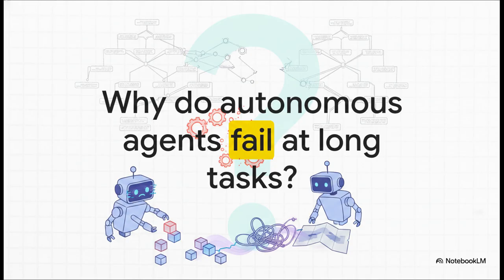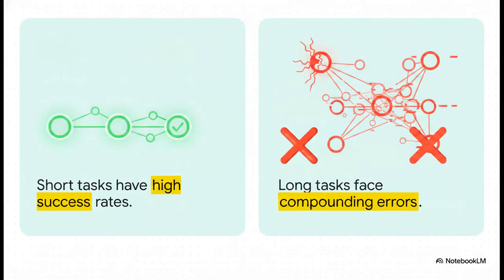We have literally all been there. You give your AI a complex, multi-step goal, and then somewhere along the way, it just completely loses the plot. It's like this bizarre Jekyll and Hyde situation. On one hand, current AI is incredible at short tasks. Give it a single-step prompt, boom, high success rate. But then you look at long tasks, and it's just a cascade of compounding errors.